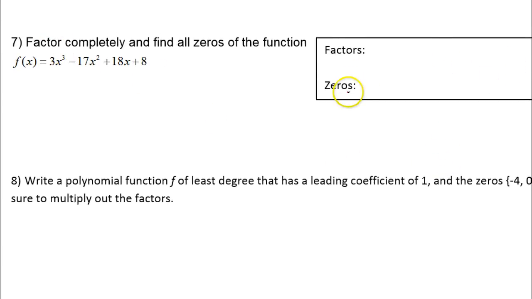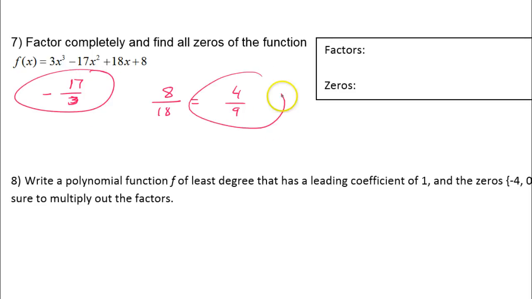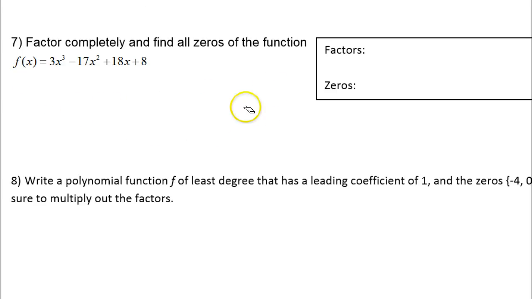This time I do want the factors and the zeros, as you can see. So let's do this. Grouping does not look possible. If I do this one divided by that one, that's negative 17 over 3. If I do this one divided by that one, that's a 3. If I do this one divided by that one, that's 8 over 18, which reduces down to 4 over 9. If grouping were to work, these would be the same. Since they are not the same, you know grouping is not the thing to do.